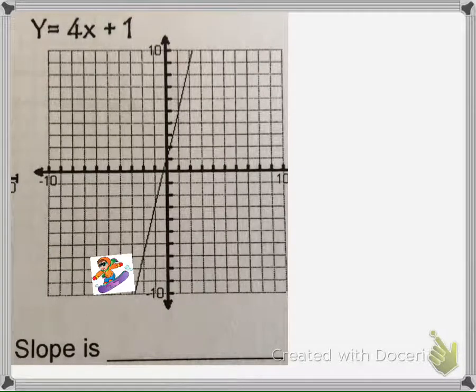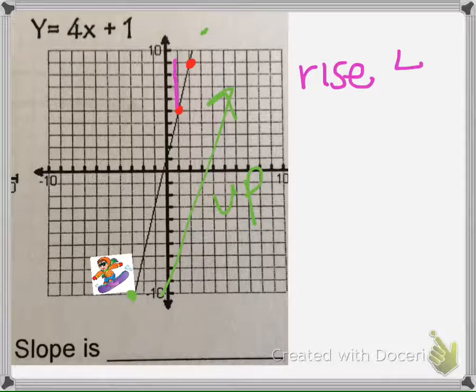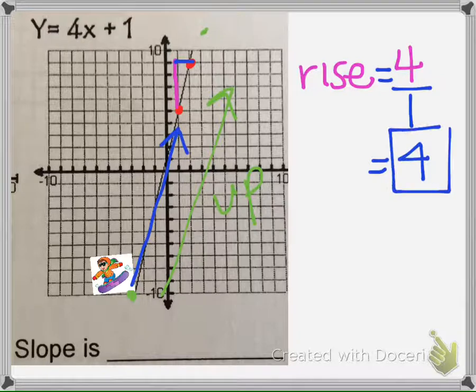If we take a look at this example here, the snowboarder from the left to the right would be going up. And so now we pick 2 points on the line. So I'm going to pick this one here and this one here. And the rise would be 1, 2, 3, 4. And the run would be 1. So 4 divided by 1 is 4. And it would be positive because the snowboarder would be going up the hill. So we would have the slope is positive 4.